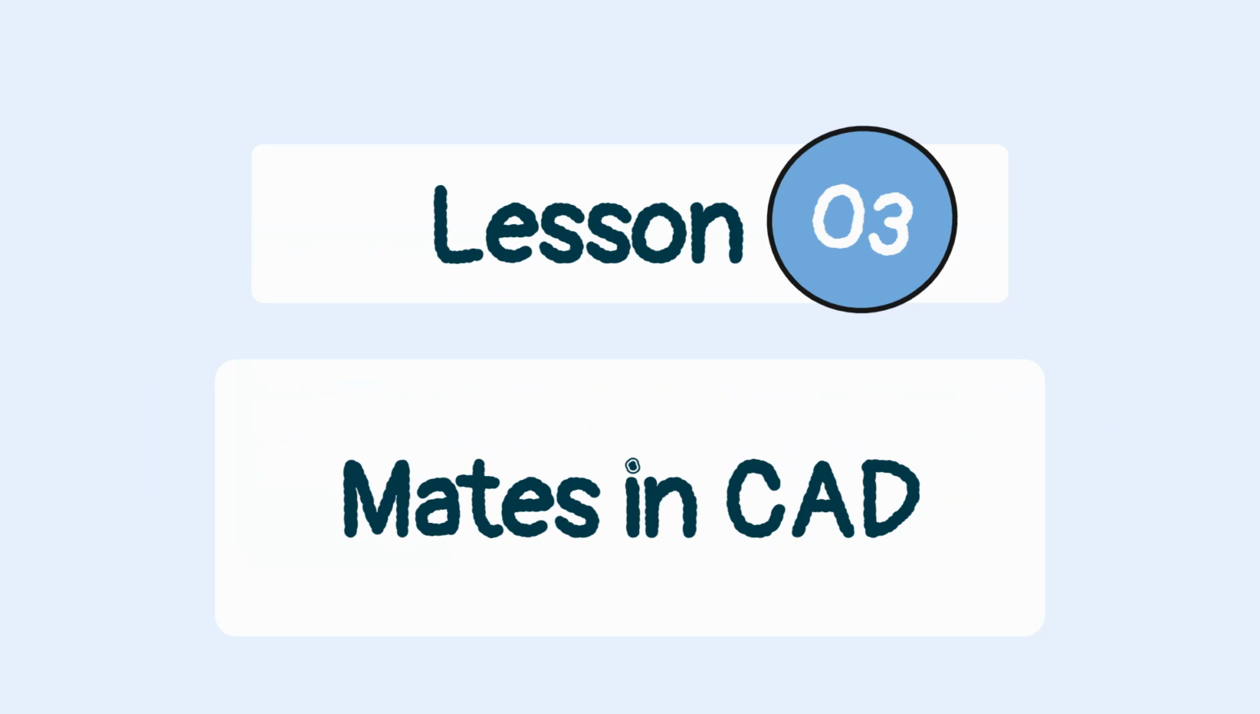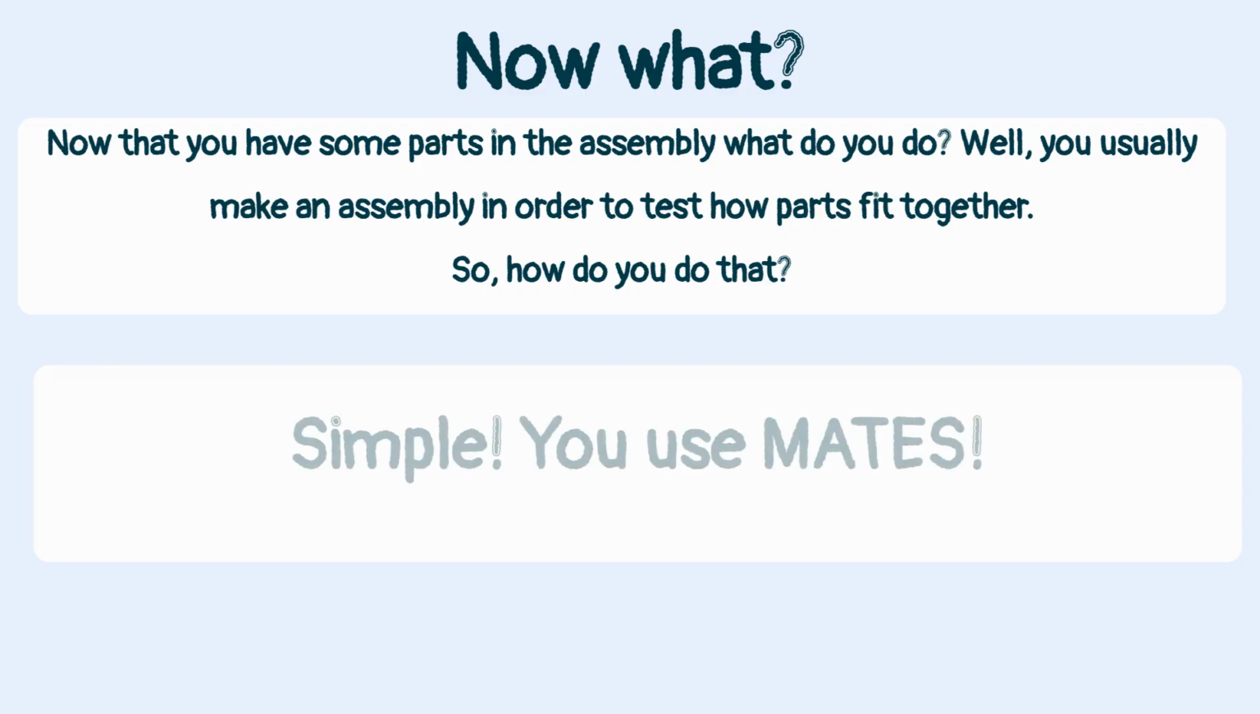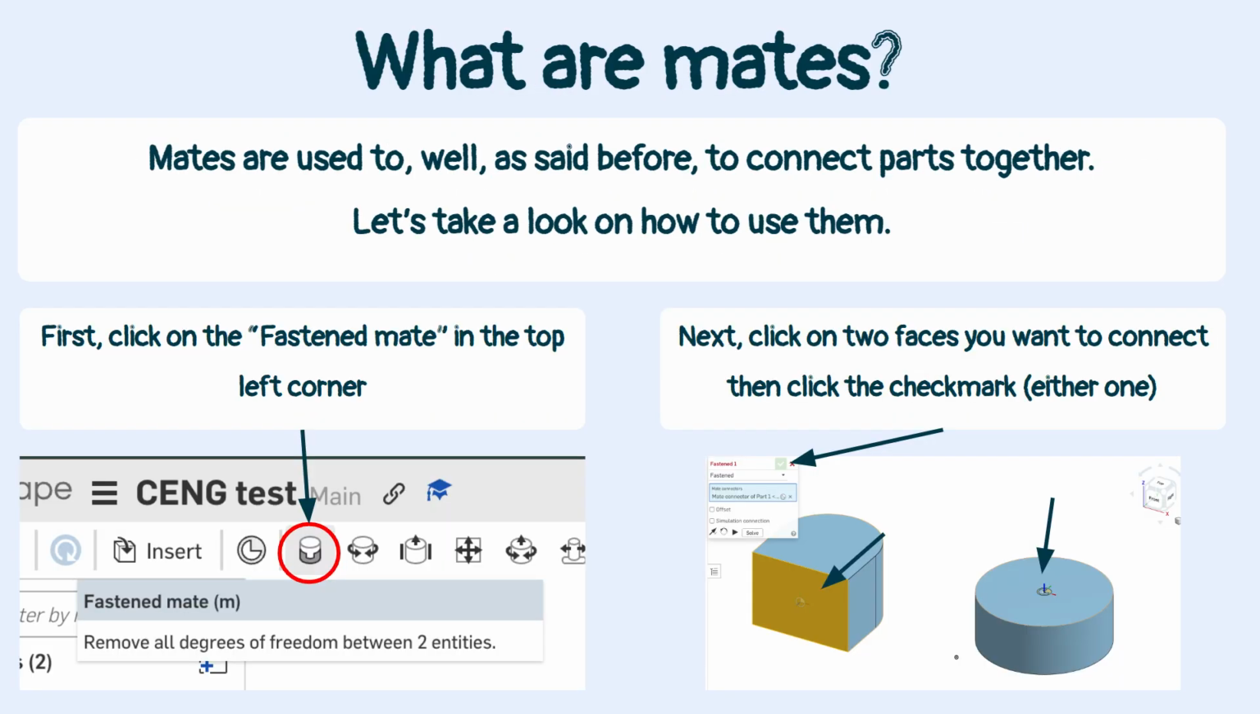This leads us into lesson 3, mates in CAD. So now that you have some parts in the assembly, what do you do with them? Well, you usually make an assembly in order to test how parts fit together. So how do you test that? Well, simple. You use mates. So let's work with mates and kind of test them.